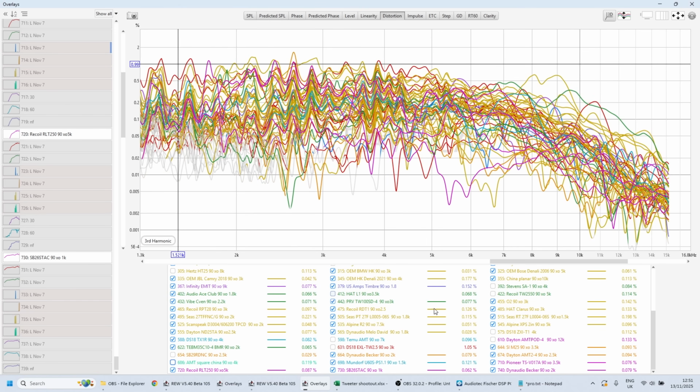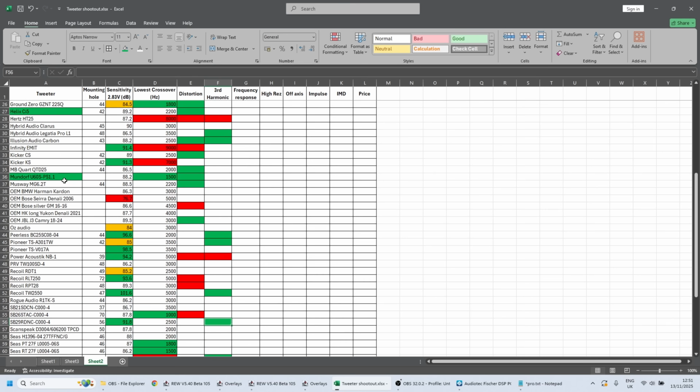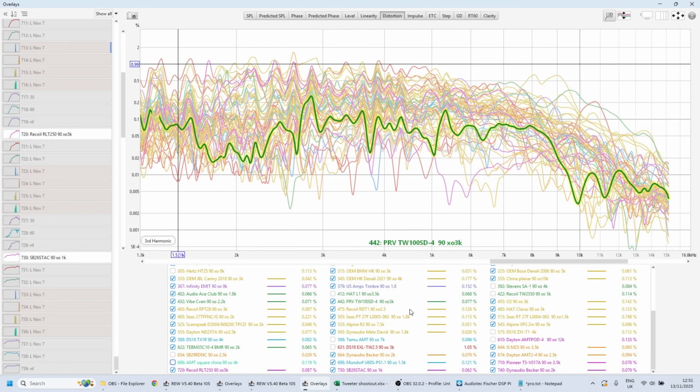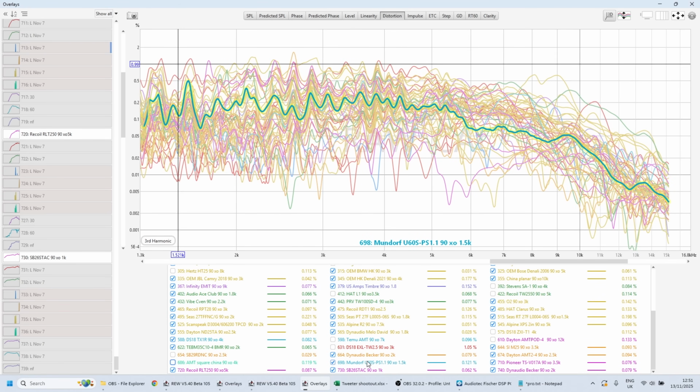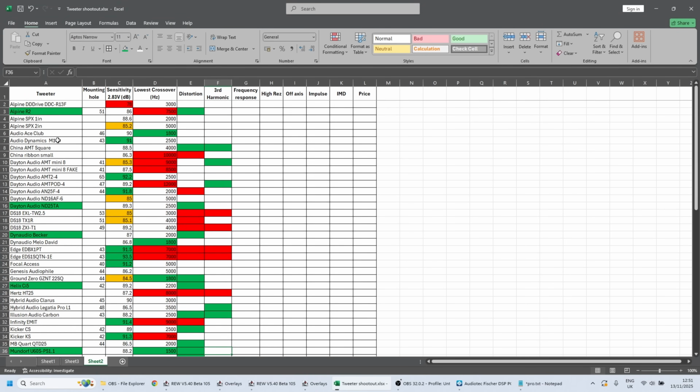Let's finish this up. Did I put Mundorf? Because I know everybody's going to ask. Mundorf, low. Okay, I didn't put it. Where is the Mundorf? There we go. Okay, so third harmonic for Mundorf is average, like most of them. Yeah, it's not that bad. So, do we see any correlation? China AMT square, okay, both low distortion, low third harmonic. Okay. DS18, both bad.